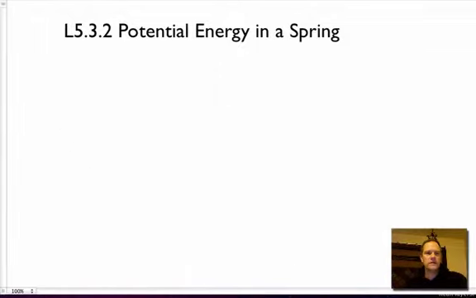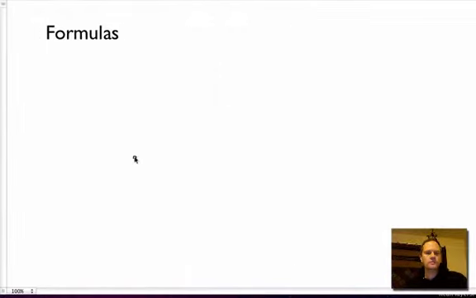Erase that and go over to the next slide. So formulas, we just said that Hooke's law is F is equal to negative kx, and the negative sign says the x and the force are going the opposite direction. K being the spring constant, x being the displacement.